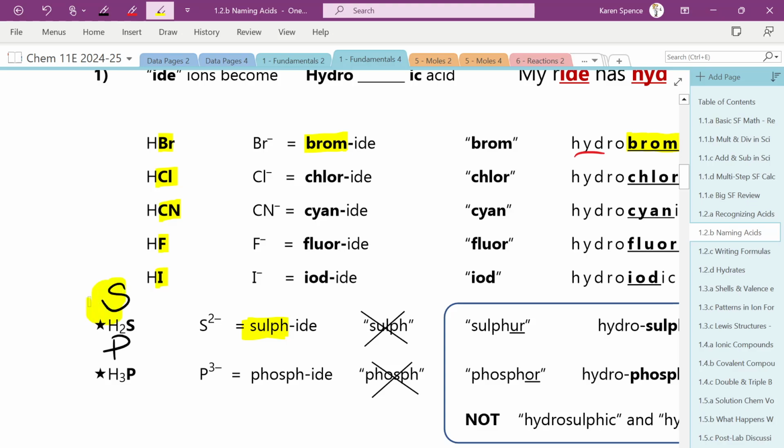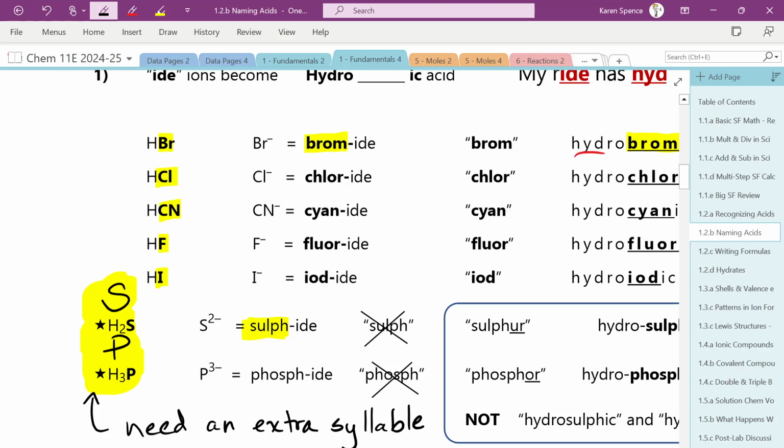If you have an S or a P, these guys need an extra syllable. And in the case of sulfur, that extra syllable is the ur. And in phosphorus, it's the or.